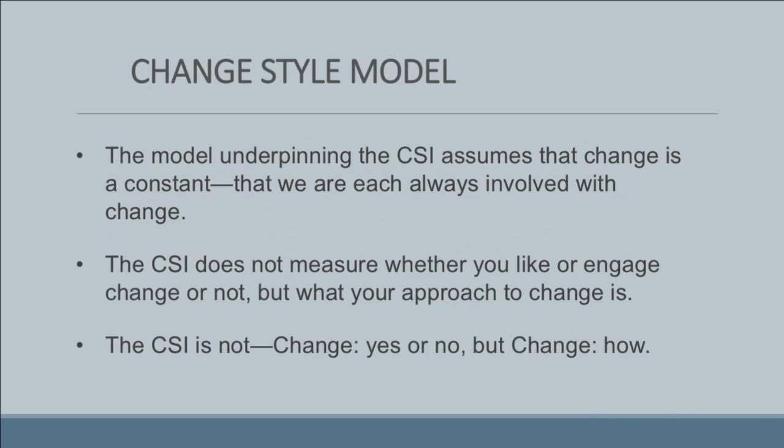One of the reasons why this is such a popular and powerful model, this change style indicator model, is that this is a model that assumes that change is a constant. So the underpinning concept of this model and of the tool, it says that we're always involved with change. And so this model doesn't measure whether or not you engage with it, but what your approach to this constant is. So the CSI's approach to change is not change yes or no, or change good or bad, but it's change how do you personally go about doing it.